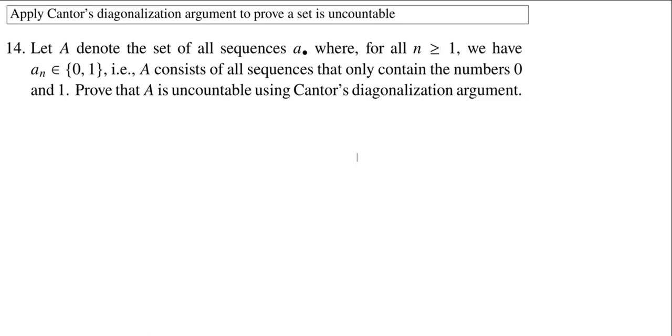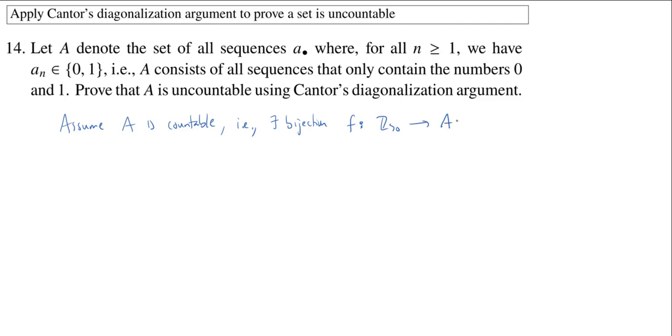Okay, and we're going to use Cantor's diagonalization argument. So here we go. Cantor's diagonalization argument is always going to start by assuming that your set is countable. So assume A is countable. Well, what does it mean if A is countable? It means that there exists a bijection, let's call it f, from the positive integers to A.